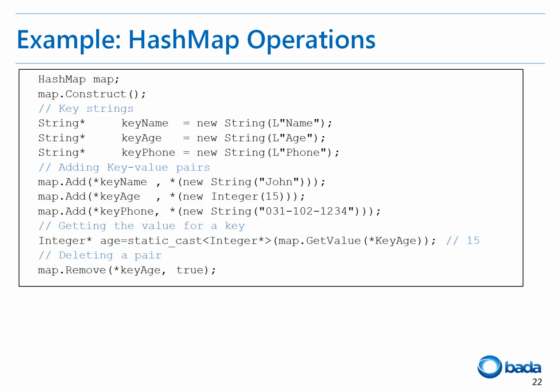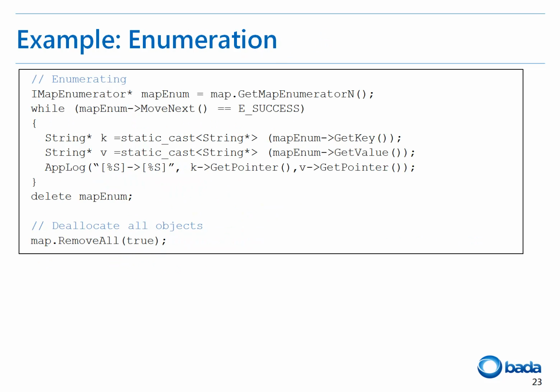In lines 1 and 2, the hash map instance is created and constructed with a default capacity and load factor. In lines 8, 9, 10, we're adding key and value pairs to the hash map. In line 12, we are retrieving the value corresponding to the age key. In line 14, we are removing and deleting the element with the key age.